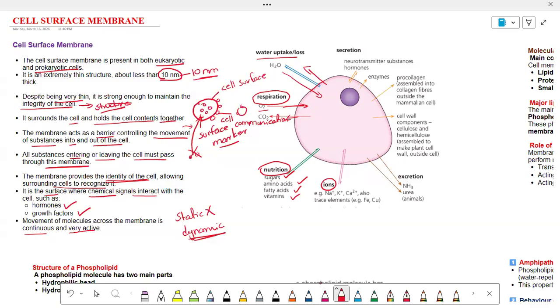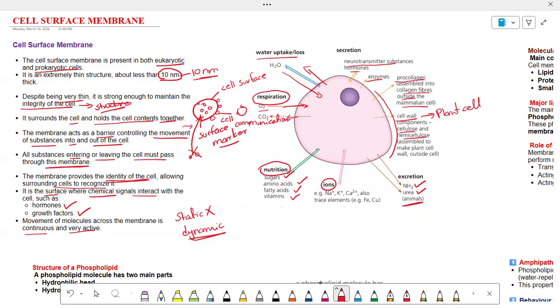The cell also excretes waste material like ammonia and urea in animals. And the cell wall is especially for plant cells. It is present outside the cell surface membrane. Components like cellulose and hemicellulose are assembled to make the plant cell wall outside the cell surface membrane. And procollagen is assembled into collagen fibers outside mammalian cells. Enzymes and neurotransmitter substances also move across.